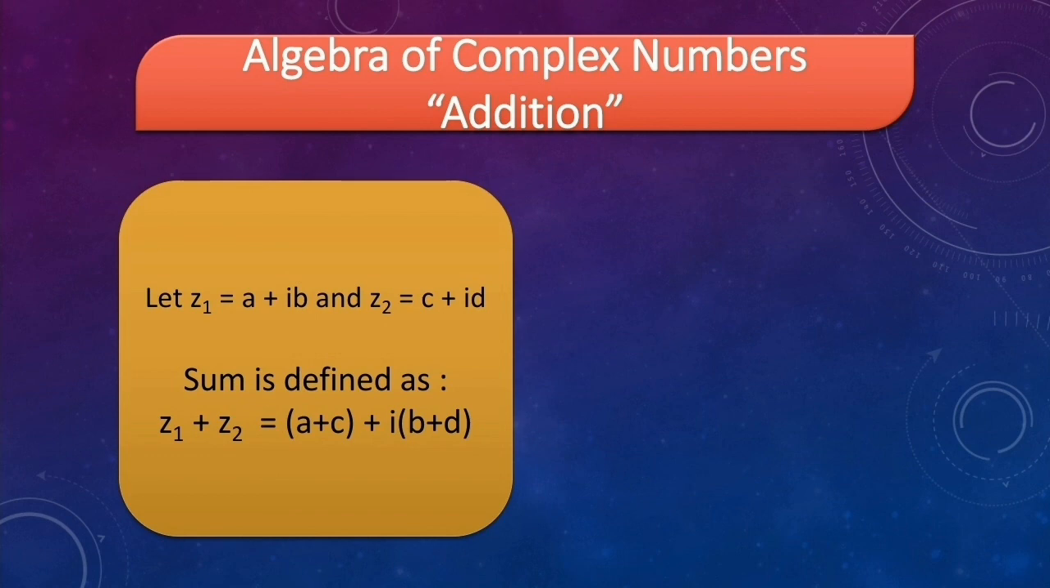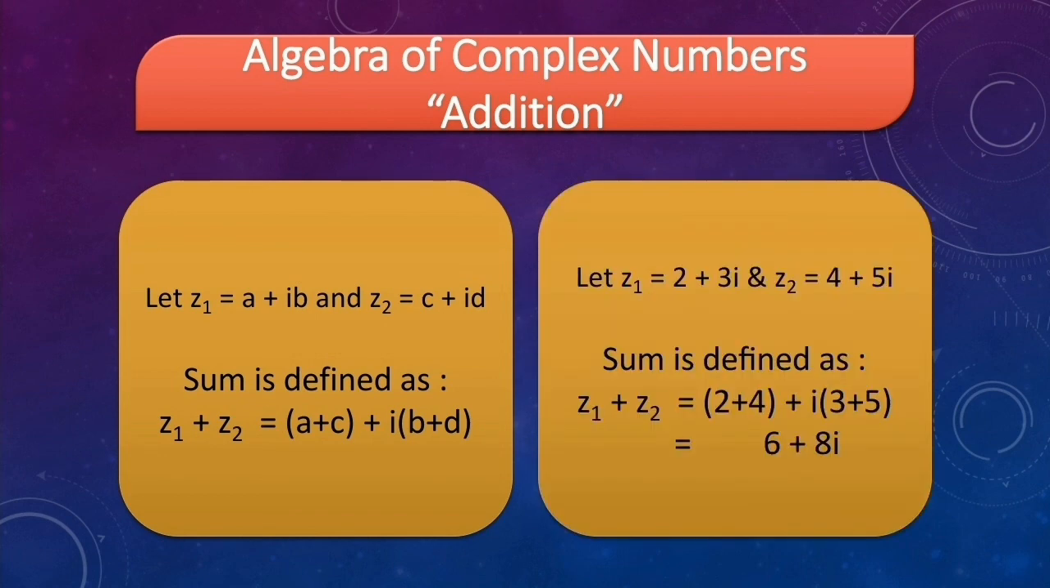Now as you can see on your screen, the sum of z1 and z2 is defined as a plus c plus iota into b plus d. Now don't let your mind confuse you. We have just added the real parts and the imaginary parts of the complex numbers separately, where we have taken iota as common. You can pause to observe the equation.